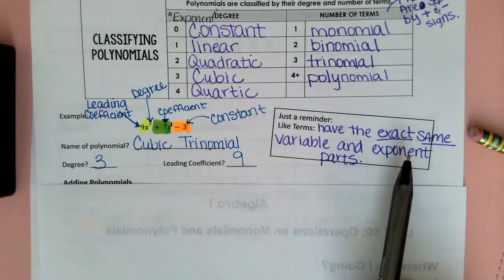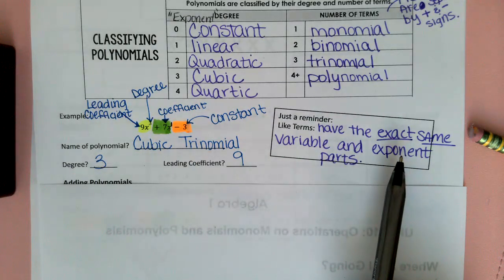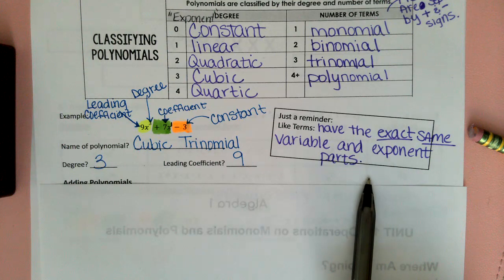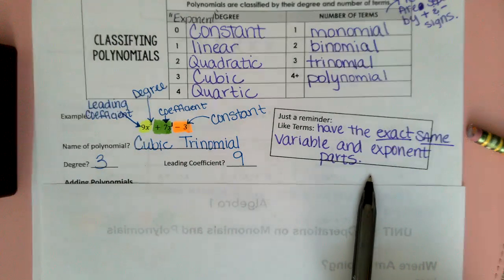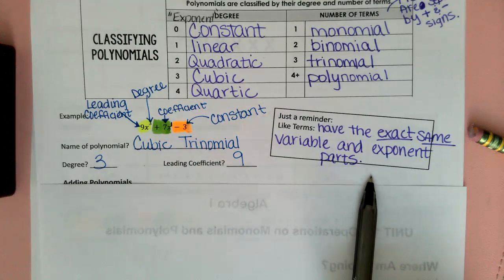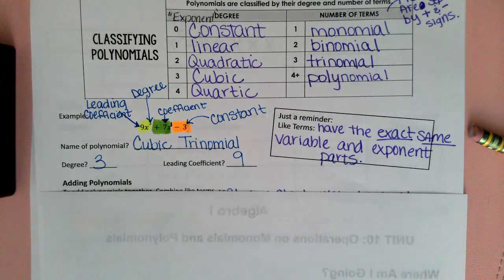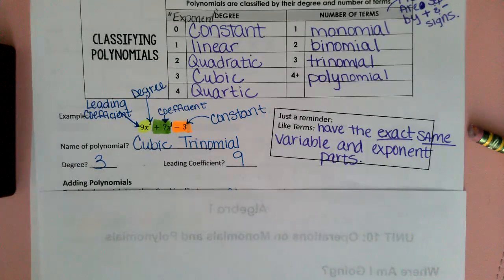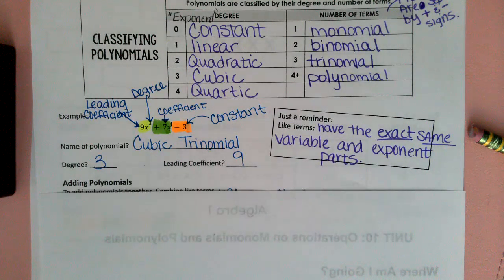Remember, when we are adding and subtracting, you are only combining like terms. But what is a like term? Remember that like terms have the exact same variable parts. So they have to have the same variable as well as the same exact exponent. So we are going to add polynomials. To me, that's the easiest thing that we're going to do today because all we're doing is adding like terms.